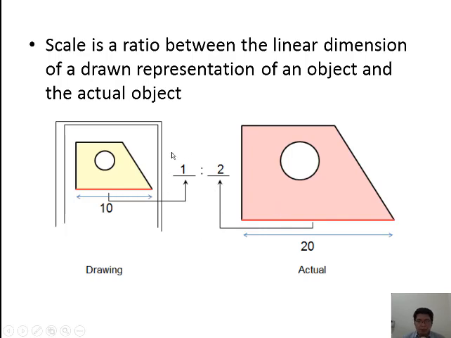In order for other people to understand, we have to have this scale on all of your drawings. Remember, this is very important. Your drawing needs to have a scale so that people can imagine how big the real object is based on your drawn object.